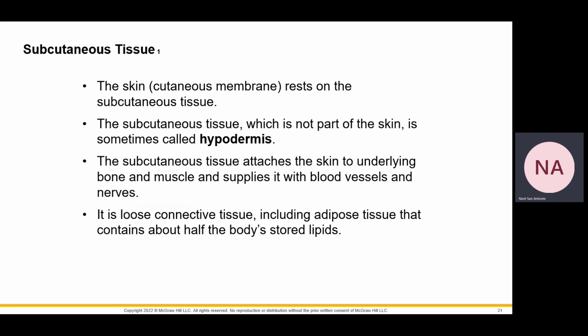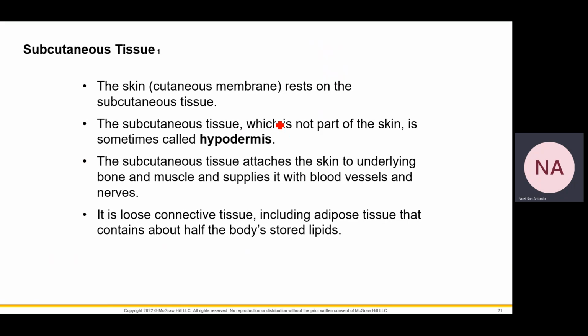Now, so natapos na natin yung skin cancer, no? And in the first part of our discussion, we will also be able to describe the epidermis and the dermis. Natapos na natin yun dun, no, sa first part. So, let's now go to the tissue right beneath the skin. And it is called the subcutaneous tissue.